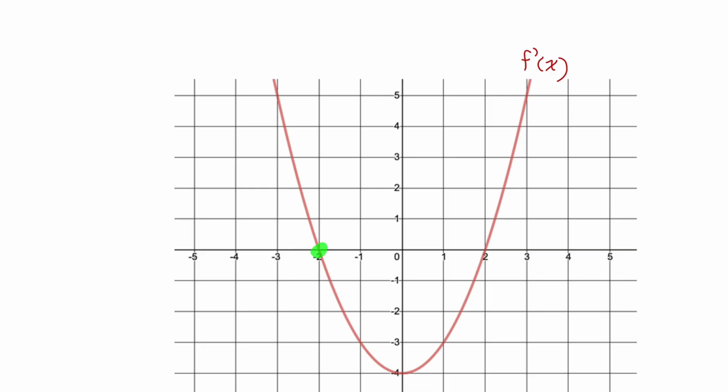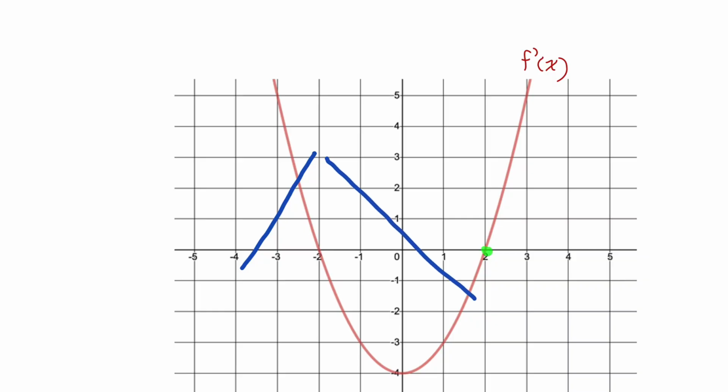Which means at -2, there's going to be maybe a local max, maybe a local min, or maybe neither. It'll depend on what happens around that x value of -2. But before -2, the derivative is positive, which means the original function before an x value of -2 must be increasing. And then between -2 and 2, the derivative is below the x-axis. It has negative y values, which means the original function must have a negative slope over that same interval. So it must be decreasing. So it must look something like this.